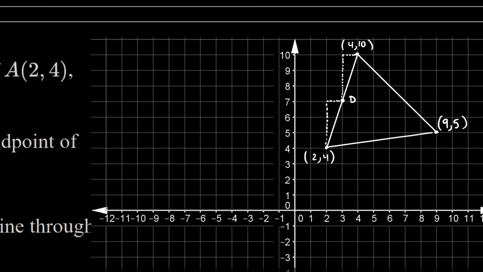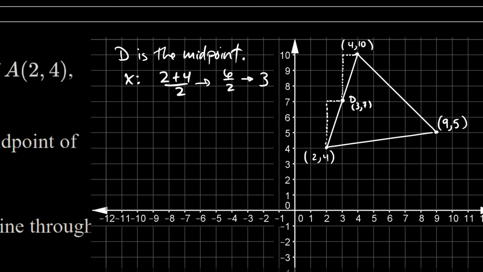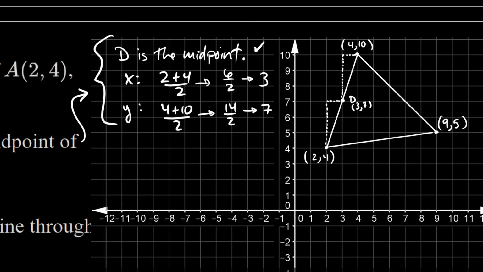The other way I can do that, if I'm asking is D really the midpoint, I can take the x values, 2 and 4, add those together and divide by 2. 6 divided by 2 is 3, so I get that 3 is the value of x at my midpoint. Same thing with y: I could take the 4 plus 10, I get 14. Half of that is 14 halves, which is 7. So absolutely D is the midpoint of that line segment. So first thing confirmed, D is the midpoint.